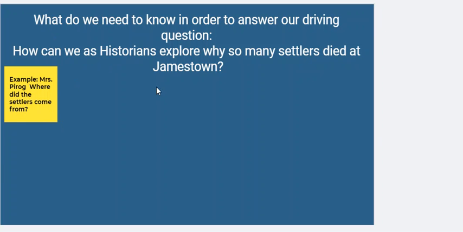We don't need to add more pages unless you run out of space here to add your sticky note. And you're thinking about, how can we as historians explore why so many settlers died at Jamestown? So if that's our driving question, what do we need to know before we can answer that question? So here's an example. I wrote my name, Mrs. Pirog. Where did the settlers come from? So I think that that is going to be important to know before we can answer this question.